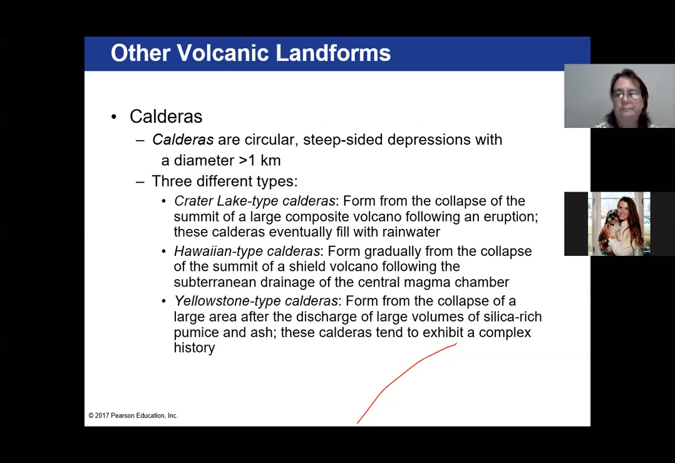Okay, calderas are greater than 1 kilometer in diameter. Crater lakes form after an eruption, and then they're filled with rainwater and form a lake. Hawaiian calderas are collapsing slowly at the summit, basically because the magma is moving back down into the crust below the volcano. For whatever reason it does that, we still don't quite know. Maybe it moves to another place through some kind of tunnel or something. So then that caldera will collapse along the edges.